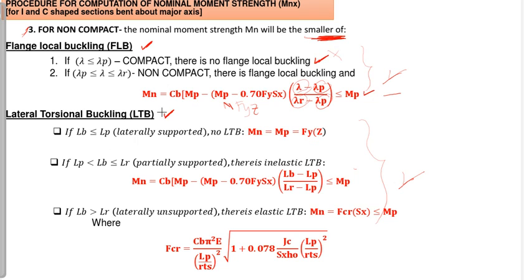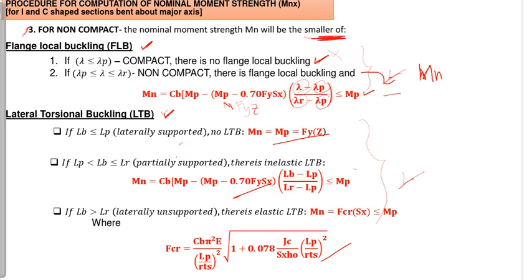Yung pangalawang i-check ninyo is yung LTB. Okay? So, pag laterally supported, partially, and laterally unsupported. So, pag laterally supported yung LTB, ito yung gagamitin nating equation. Pag partially supported, ito yung gagamitin nating equation. And pag laterally unsupported, ito yung gagamitin nating equation. Okay? So, basically dito, meron kayong masosolve na MN dito.